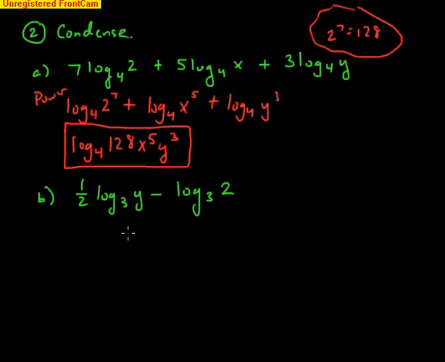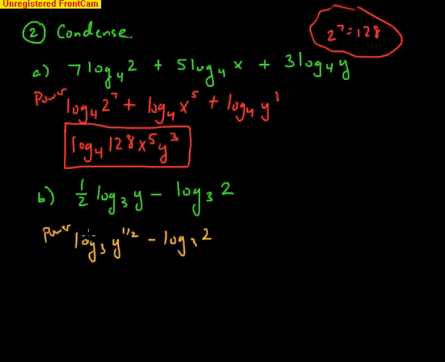Now the next one. I see a 1/2 in front of a log. That's a power. So using the power property, log base 3 of y to the 1/2. There is no number in front of this log, so it's just log base 3 of 2. So I just used a power property.